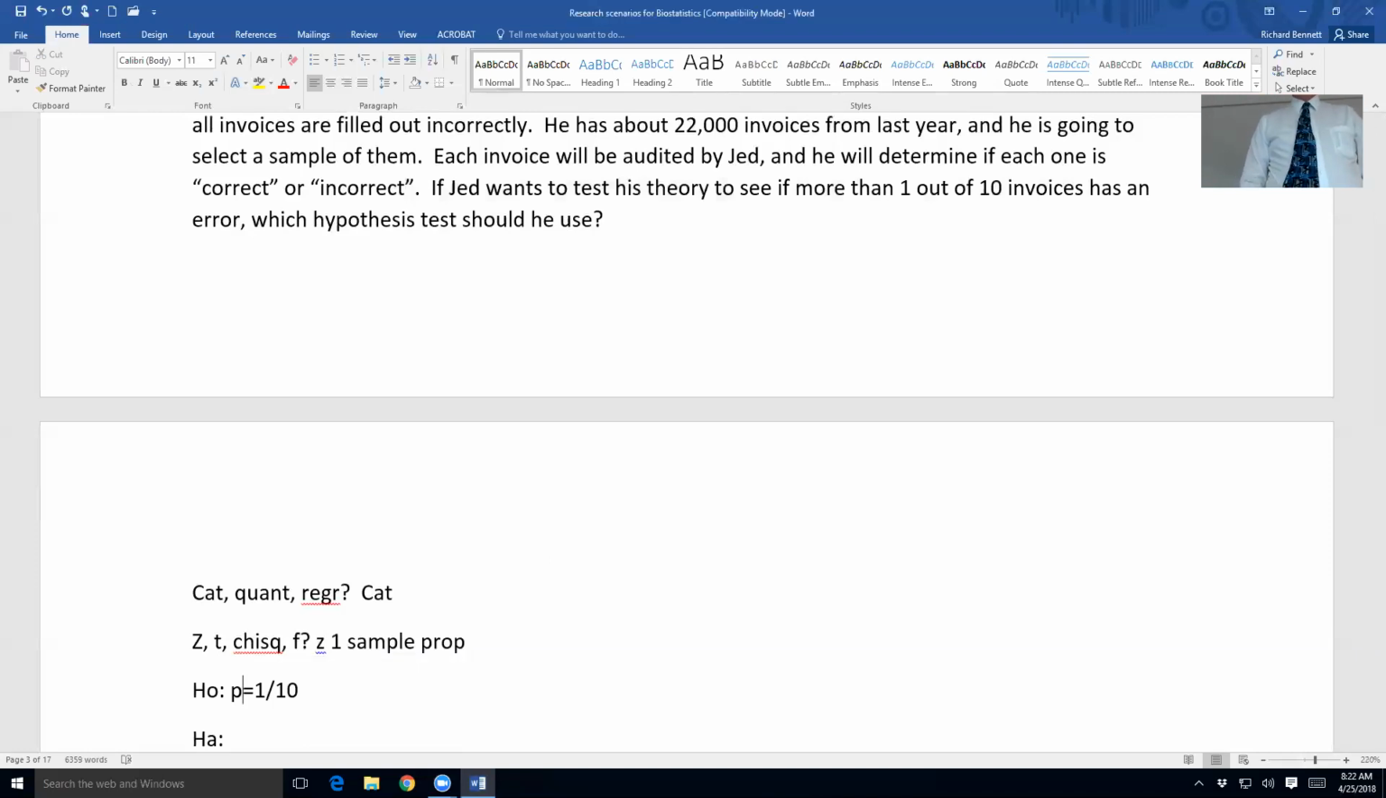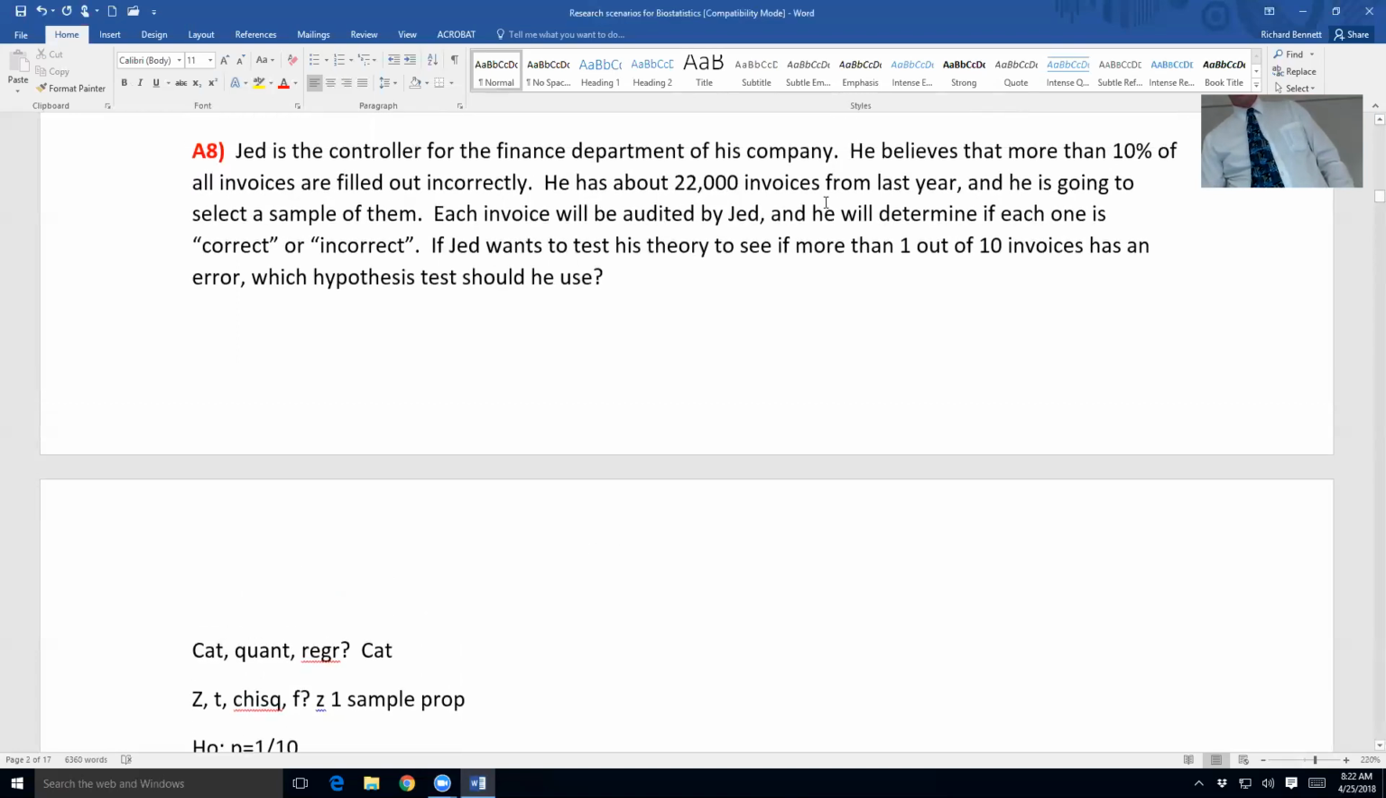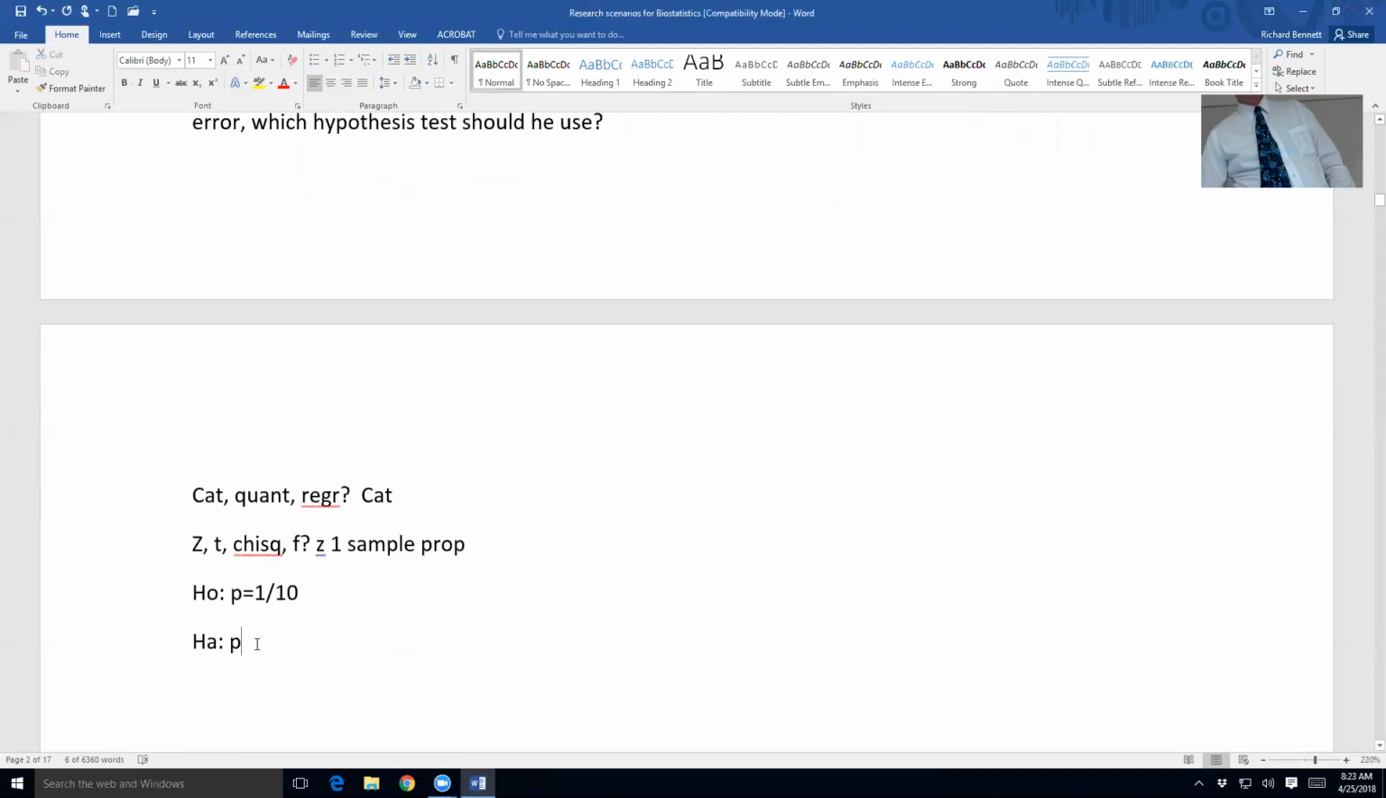All right, and so your alternative hypothesis is P, let's see. What does he believe? Is it not equal to? More than. He thinks it's more than 10%. So it's not equal to, it's more than 1 out of 10 or 10%. Okay? Do I care whether you use a fraction or decimal on that? No. Either one's fine. Okay? All right.